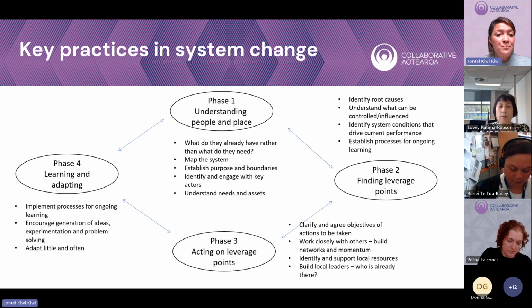Mapping the system. So understanding what the system's actually doing. That in itself is a big task. Establishing the purpose and the boundaries, identifying and engaging with key actors, and understanding the needs and the assets of the people in the place that you're working with.